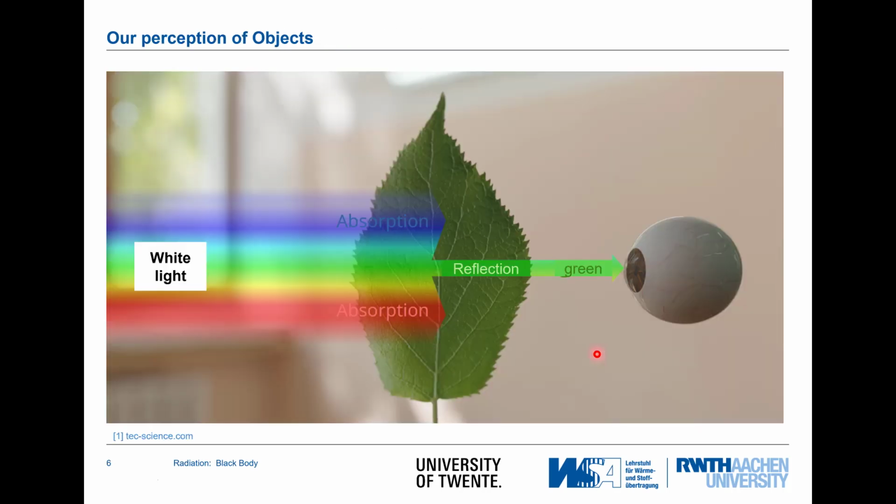Now, when we perceive objects, for example, a green leaf, then it's typically the reflection from that leaf. The rest of the colors within the white light emitted by the sun that arrives here is absorbed. And of course, due to its own temperature, there might also be some emission from that leaf. We will get later to the point that this emission at the temperature that leaves typically have is very, very insignificant compared to the reflection.